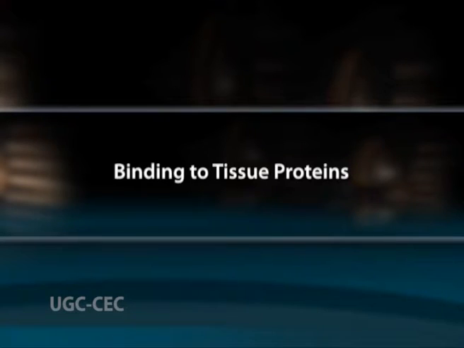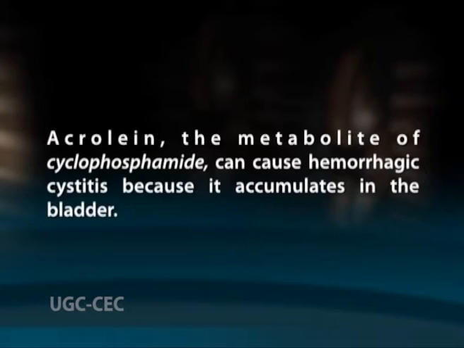Now let us see binding to tissue proteins. Many drugs accumulate in tissues, leading to higher concentration in tissues than in the extracellular fluid and blood. Drugs may accumulate as a result of binding to lipids, proteins or nucleic acids. Drugs may also be actively transported into the tissues. Tissue reservoirs may serve as a major source of the drug and prolong its actions or cause local drug toxicity. For example, acrolein, the metabolite of cyclophosphamide, can cause hemorrhagic cystitis because it accumulates in the bladder.